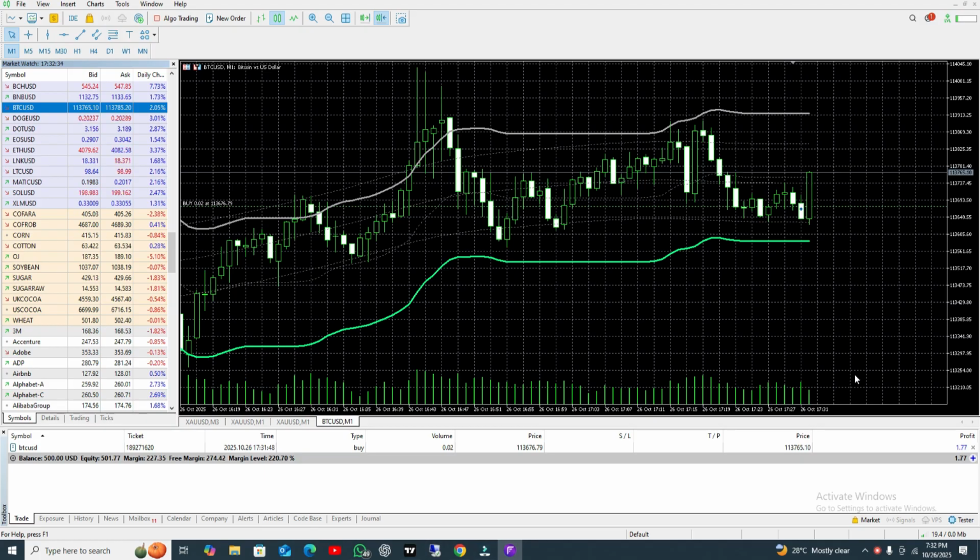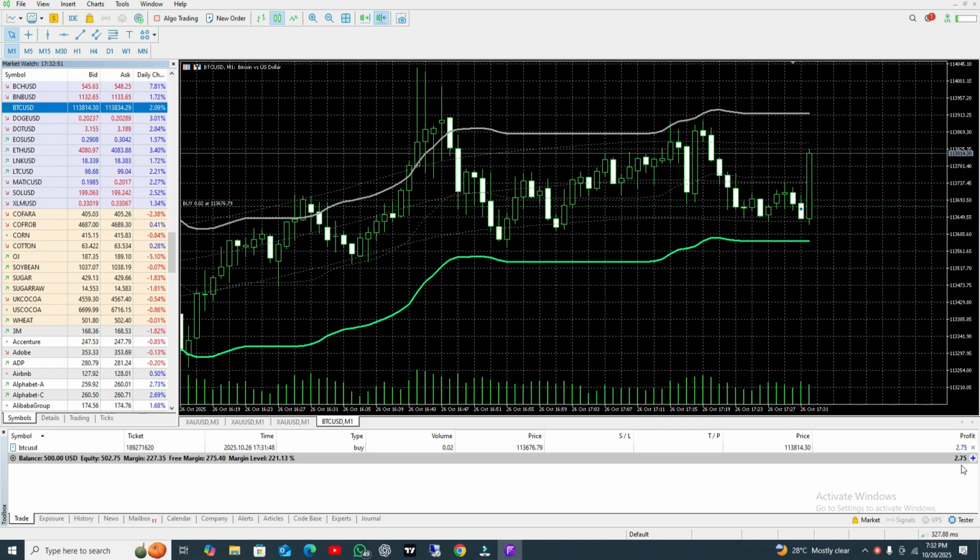Here I will show you a live example of my MT5 system. Okay, here you can see this is my buy position. And my take profit is almost when the candle touches the upper band line.